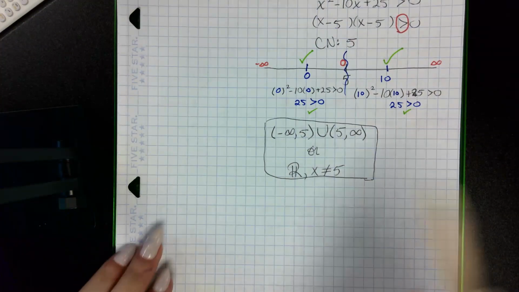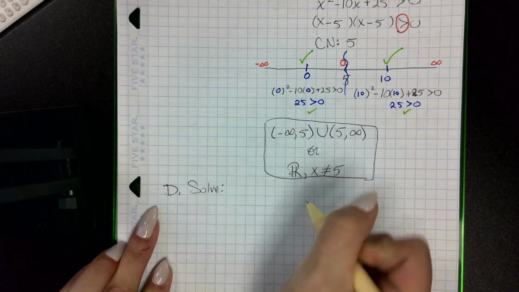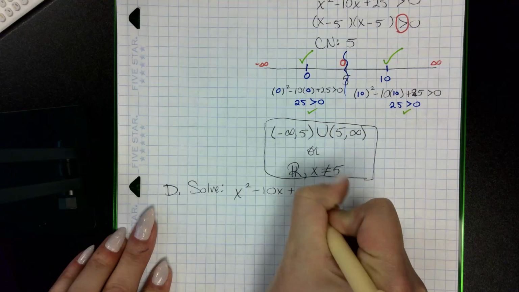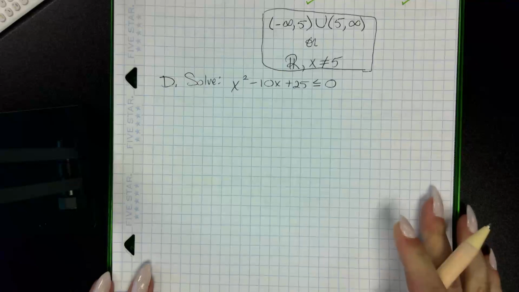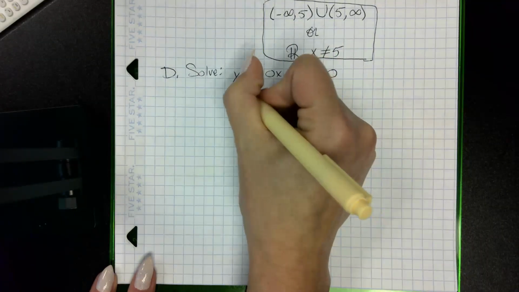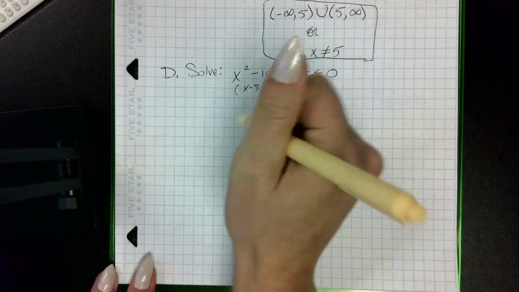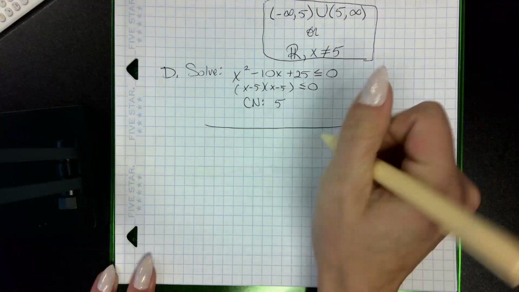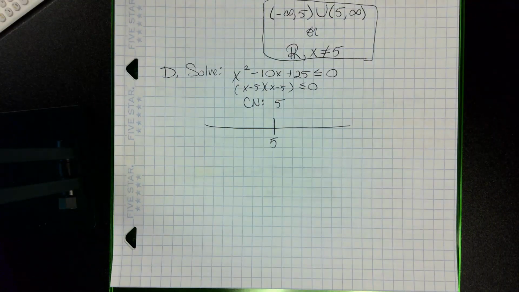All right, so one more. Solve. And let's just make it easy and use the same quadratic. X squared minus 10x plus 25 is less than or equal to 0. All right, so we have the same quadratic, so we already know that this is x minus 5 squared less than or equal to 0. So the critical number is 5. Set up another number line, put 5 on it. So that's where I split it into my sections.